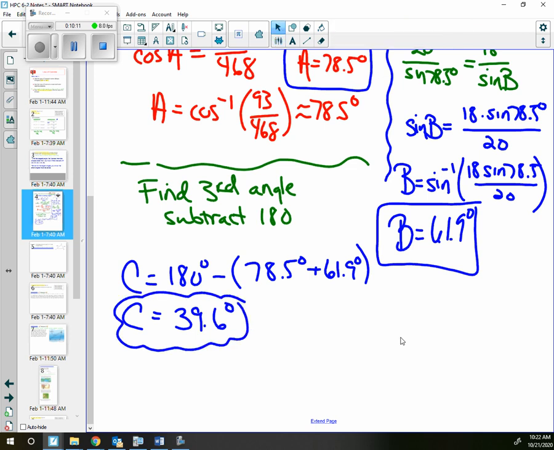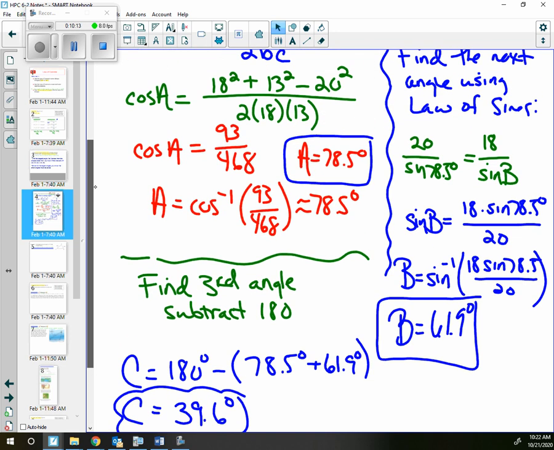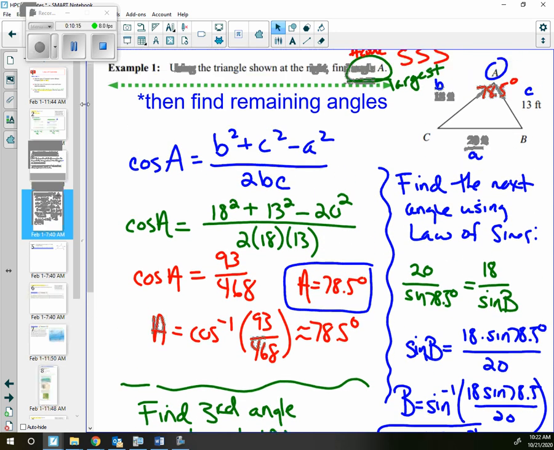So think about what we just calculated. I'm going to go back up to the triangle. We've got our 39.6 degrees and our 61.9. The smallest angle is across from the shortest side, the middle angle across from the middle length side, and the largest angle across from the biggest. So using law of cosines got us that first piece, the biggest angle measurement. Then we used law of sines to find the second angle, and then we just subtract from 180 to find the third. So law of cosines is a great way to solve side, side, side.